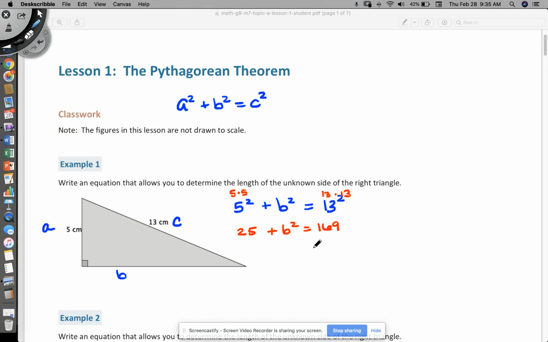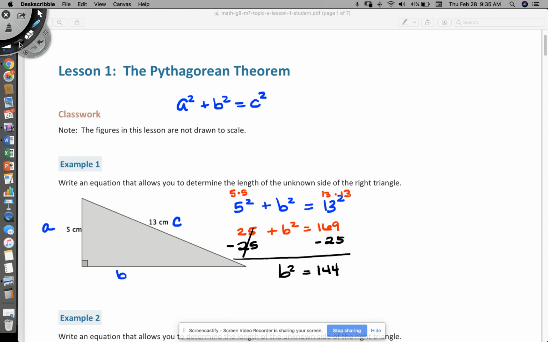And since I need to move it to the other side of the equal sign, I take its opposite. So the opposite of positive 25 is negative 25. So I'm going to subtract 25 from both sides. These cancel. My b squared falls down. And 169 minus 25 gives me 144.